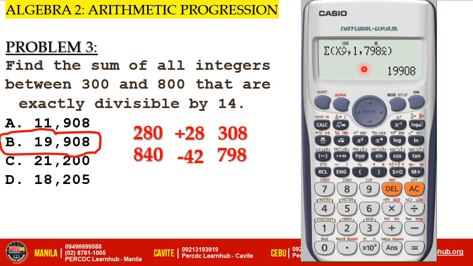19,908. Dito, hindi na natin kinuha kung ilang terms meron. Diniretso na lang po natin input sa calculator yung 798x hat. Kasi nga, pag 798x hat lang, makukuha natin kung ilang numbers ang meron between 300 and 800. Eh kung ganun yung tanong, 798x hat na yung gawin natin. Kaso nga, ang tanong is sum ng lahat ng numbers na between 300 and 800. So that's all.